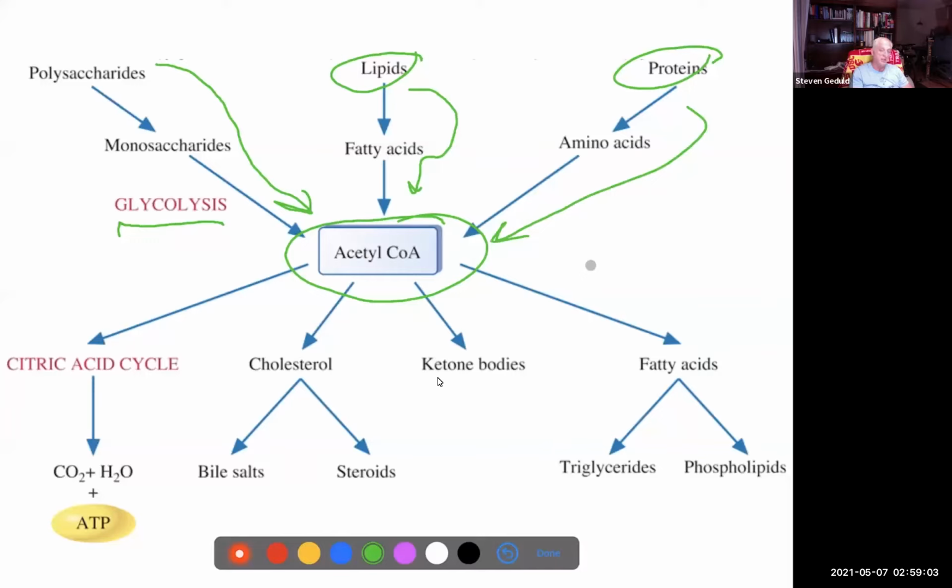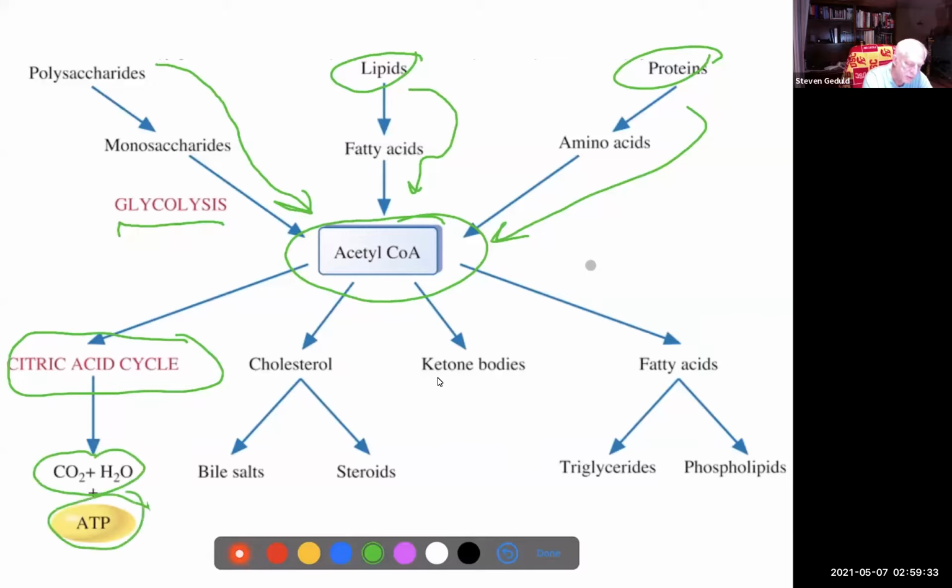Because when we eat, it's either going to be a sugar, a polysaccharide, a carbohydrate, a lipid, which is a fat, or protein. Right? No other choices. And they break down every one of those to acetyl coenzyme A. Now, acetyl coenzyme A can be used in the citric acid cycle, which is a tremendous source of ATP, breaks down to carbon dioxide and water. So we're completely oxidizing a carbon compound, and we're producing ATP.